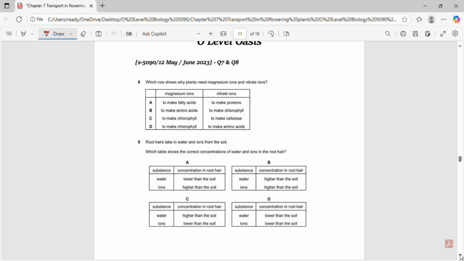Next, we have, which row shows why plants need magnesium ions and nitrate ions? And, out of all the options, option D is the correct answer. Magnesium is needed to make chlorophyll, while nitrate ions are required to make amino acids, which then build proteins.